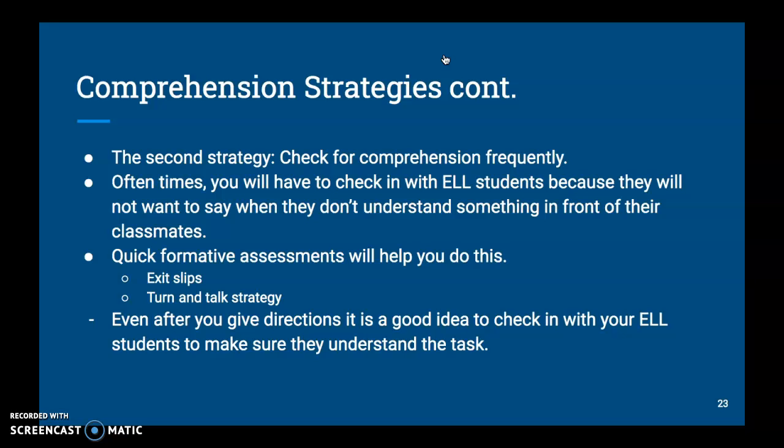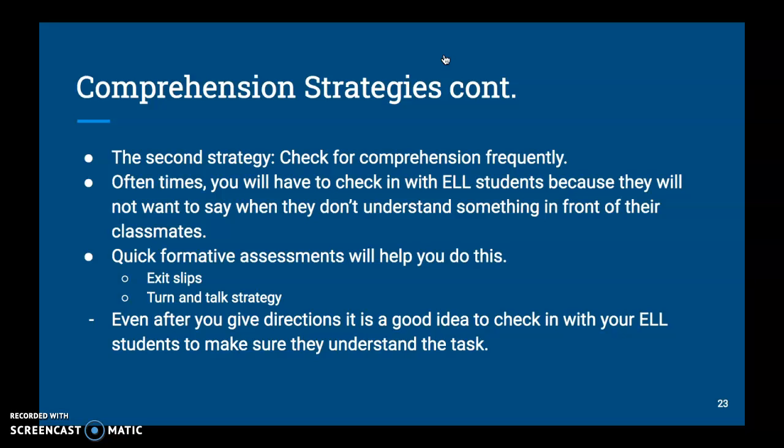The second strategy is to check for comprehension frequently. A lot of times, you will have to check with ELL students because they will not want to say when they don't understand something in front of their classmates because they think that they're the only ones that really don't know what is going on. Checking comprehension frequently goes for any type of reader, not even just an ELL student. But for ELL students, it's very crucial that you continuously check to make sure that they are getting what they need to and understanding what they need to.